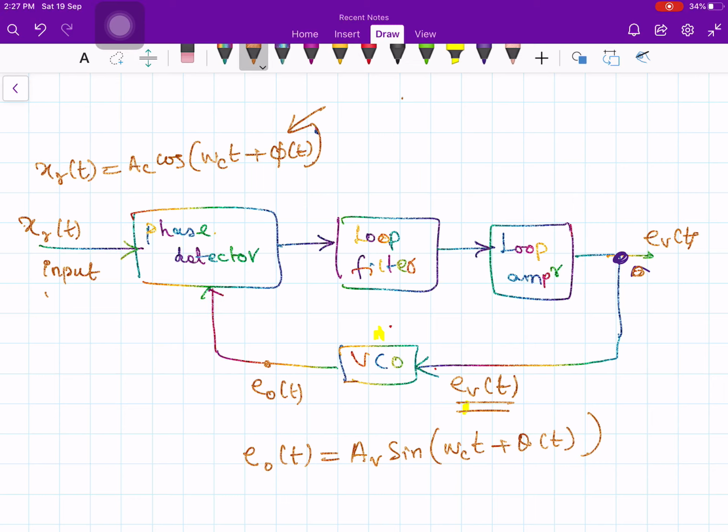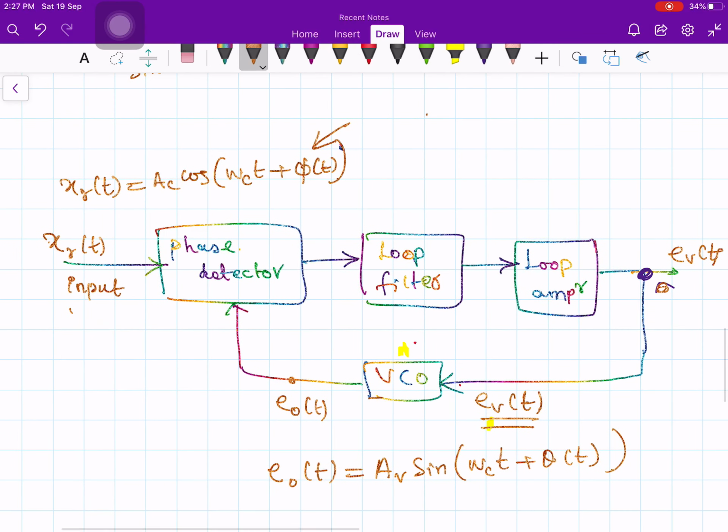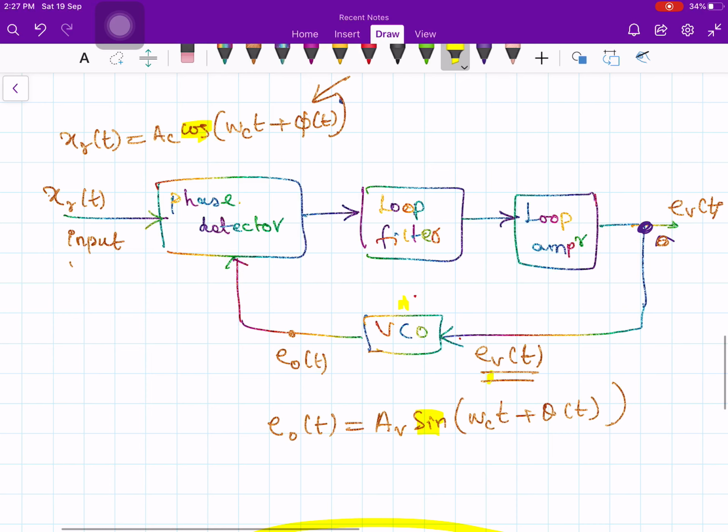So you might notice that I have chosen the input signal as a cosine function, and the received output signal to be a sine function. Okay, so this I have chosen deliberately, and you will soon see the reason why I have chosen it like that. Now let's proceed further.